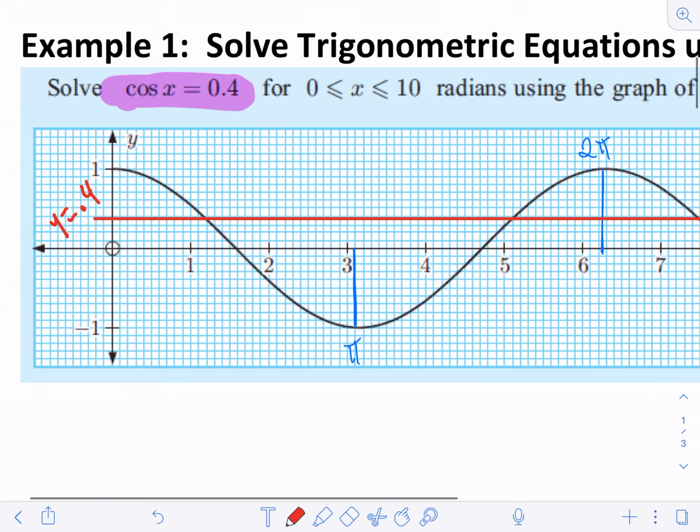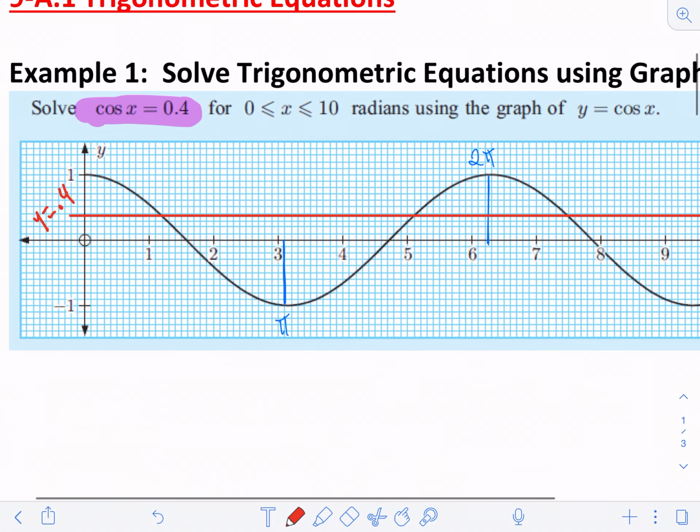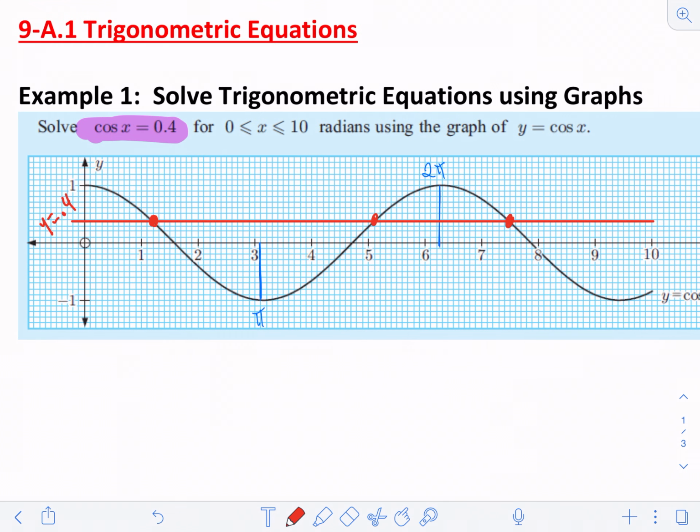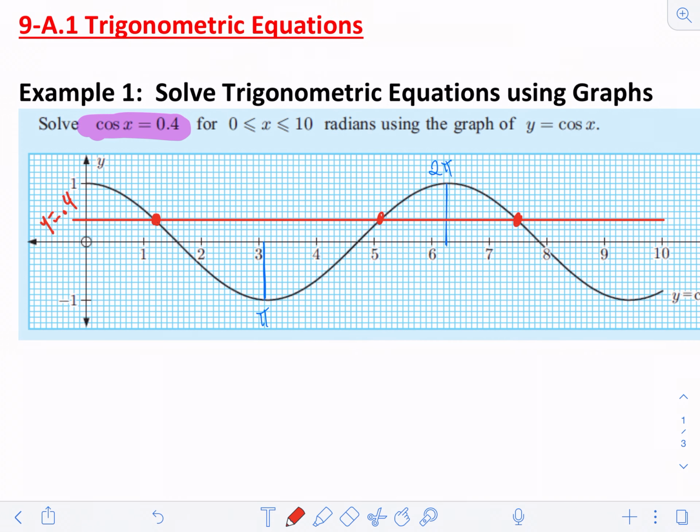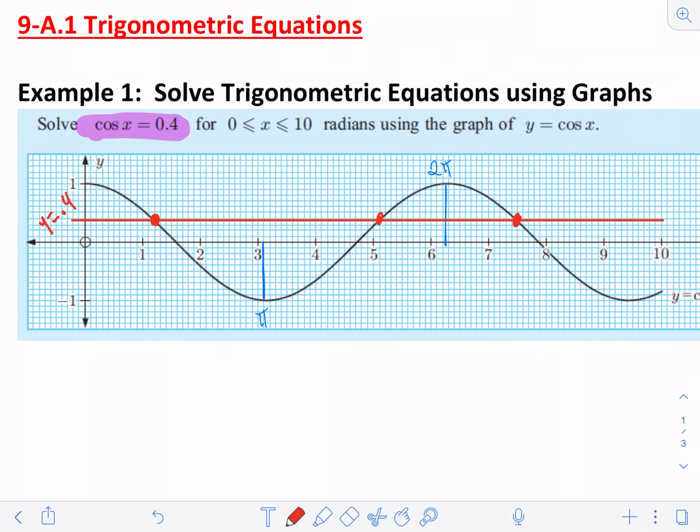Now, where does cosine of x equal 0.4? Well, that's going to be all the intersections where the cosine graph crosses that red line, right? So it's going to be right about here, right about here, and right about here. And those are the 3 values between 0 and 10 that it crosses the line. So my solution for this equation is going to be that x is approximately equal to what? That looks like it's about 1.2. The next point, x is approximately, I'm going to say 5.1. And the other one looks like it's about at 7.5.